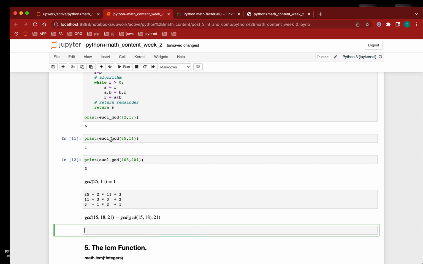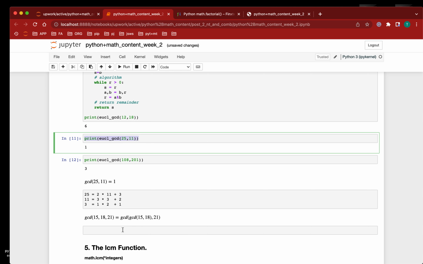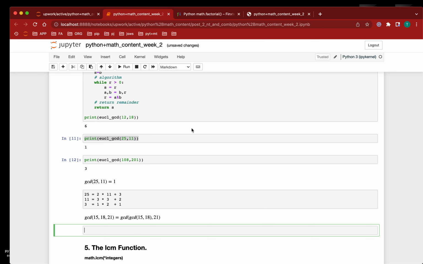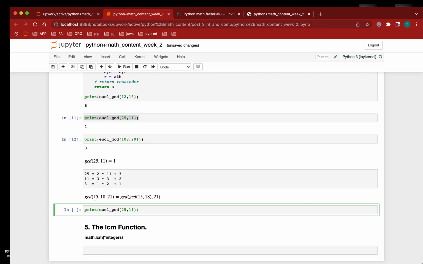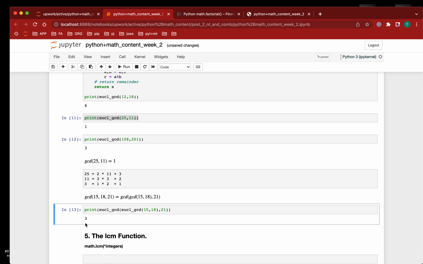So what do we mean? What do we mean by this in terms of the algorithm? Well, if we wanted to calculate the GCD of 15, 18, 21, this just means that we have to calculate the GCD of 15, 18, and 21, like this. And then it does indeed give you 3, which is what we got earlier.